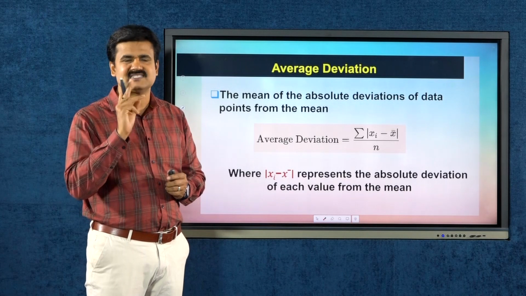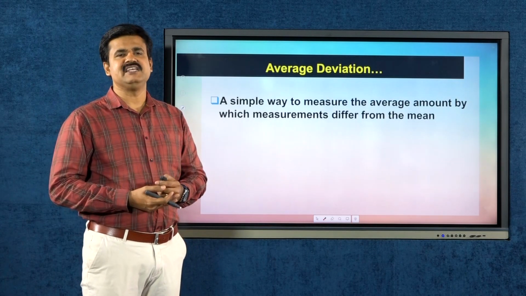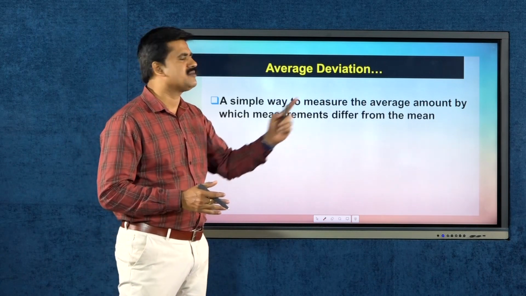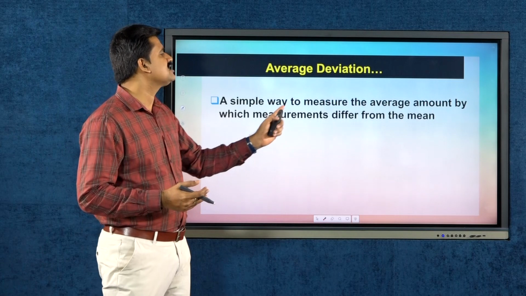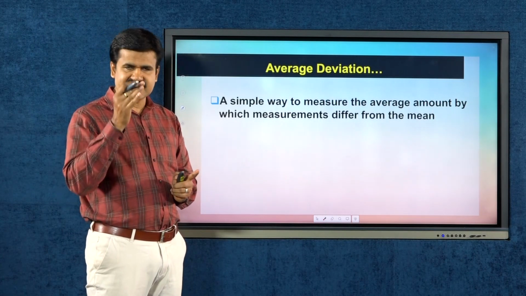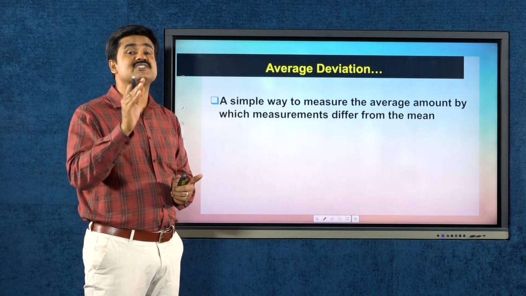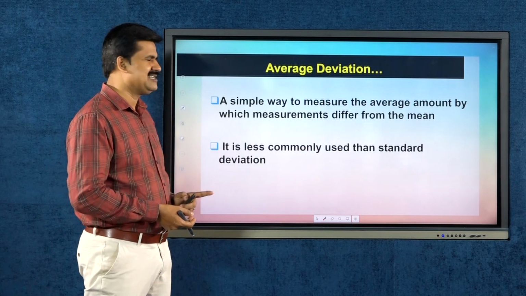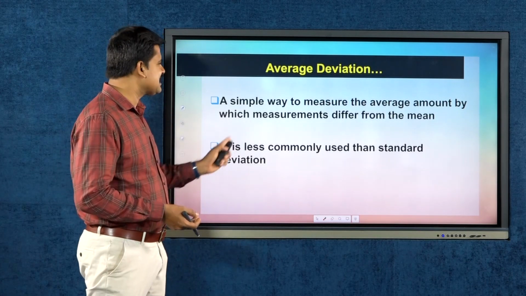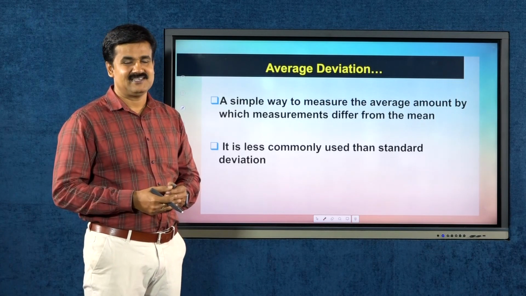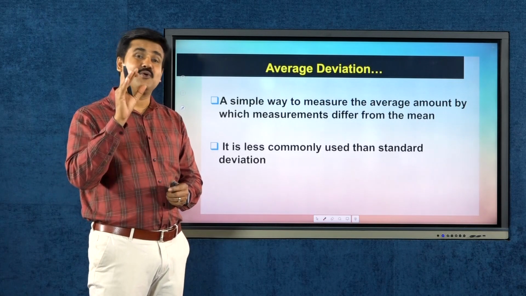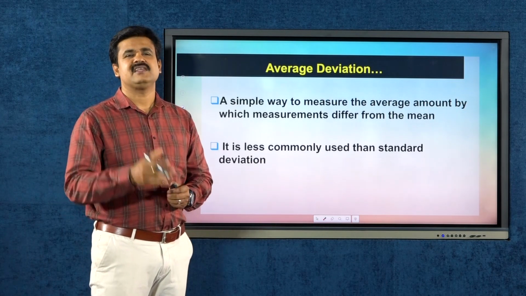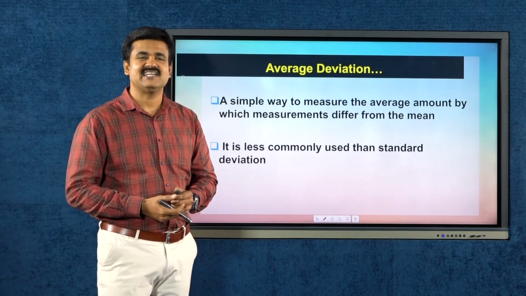So, this average deviation is most significant. Now, this average deviation is a simple way to measure the average amount by which measurements differ from the mean. So, there is a central point, there is a mean. You have to first consider the deviation of each measurement from the central point mean, then take its average, that is the average deviation. But one important thing you have to note, this average deviation is less commonly used when compared with the standard deviation. So, the more appropriate quantity is coming, that is nothing but the standard deviation.